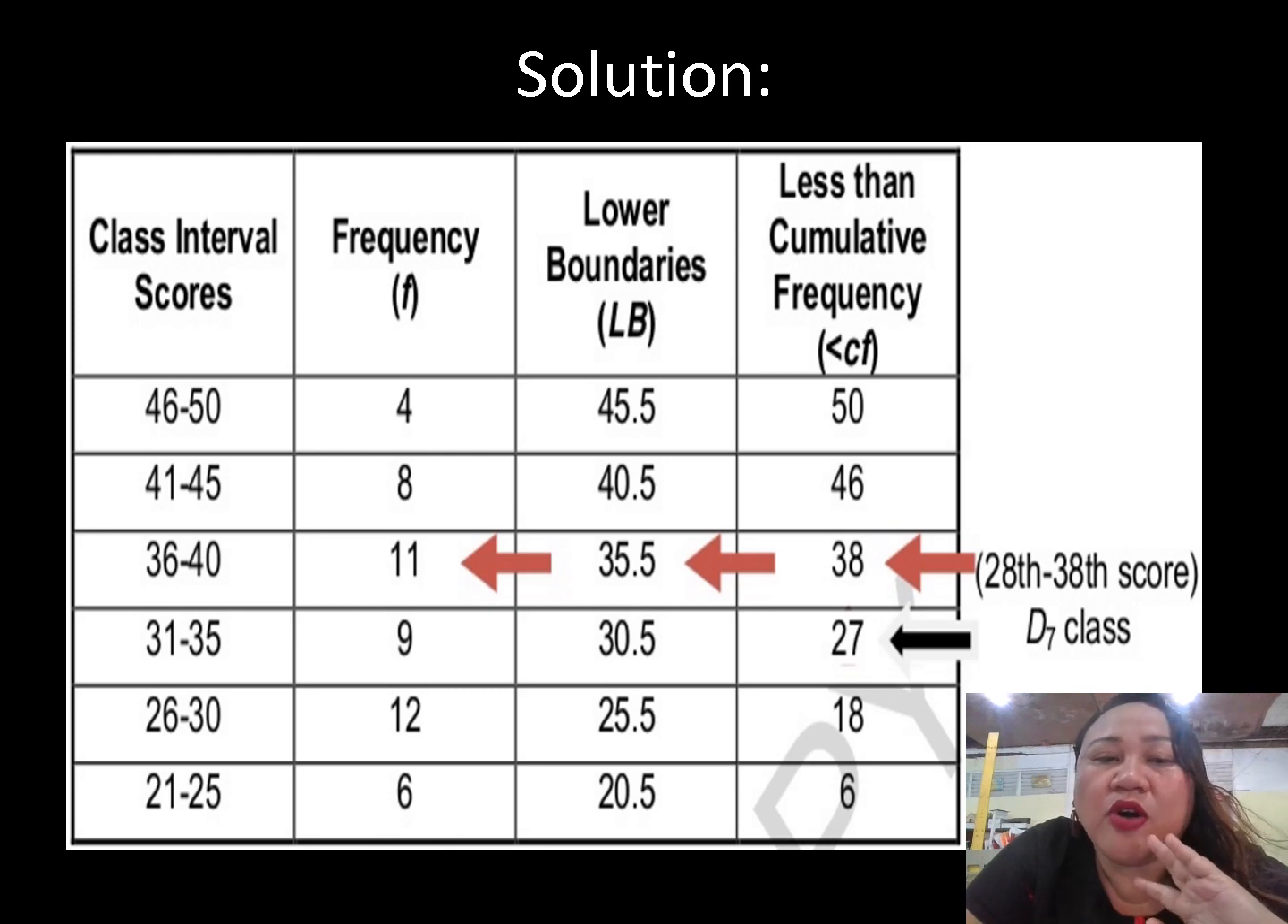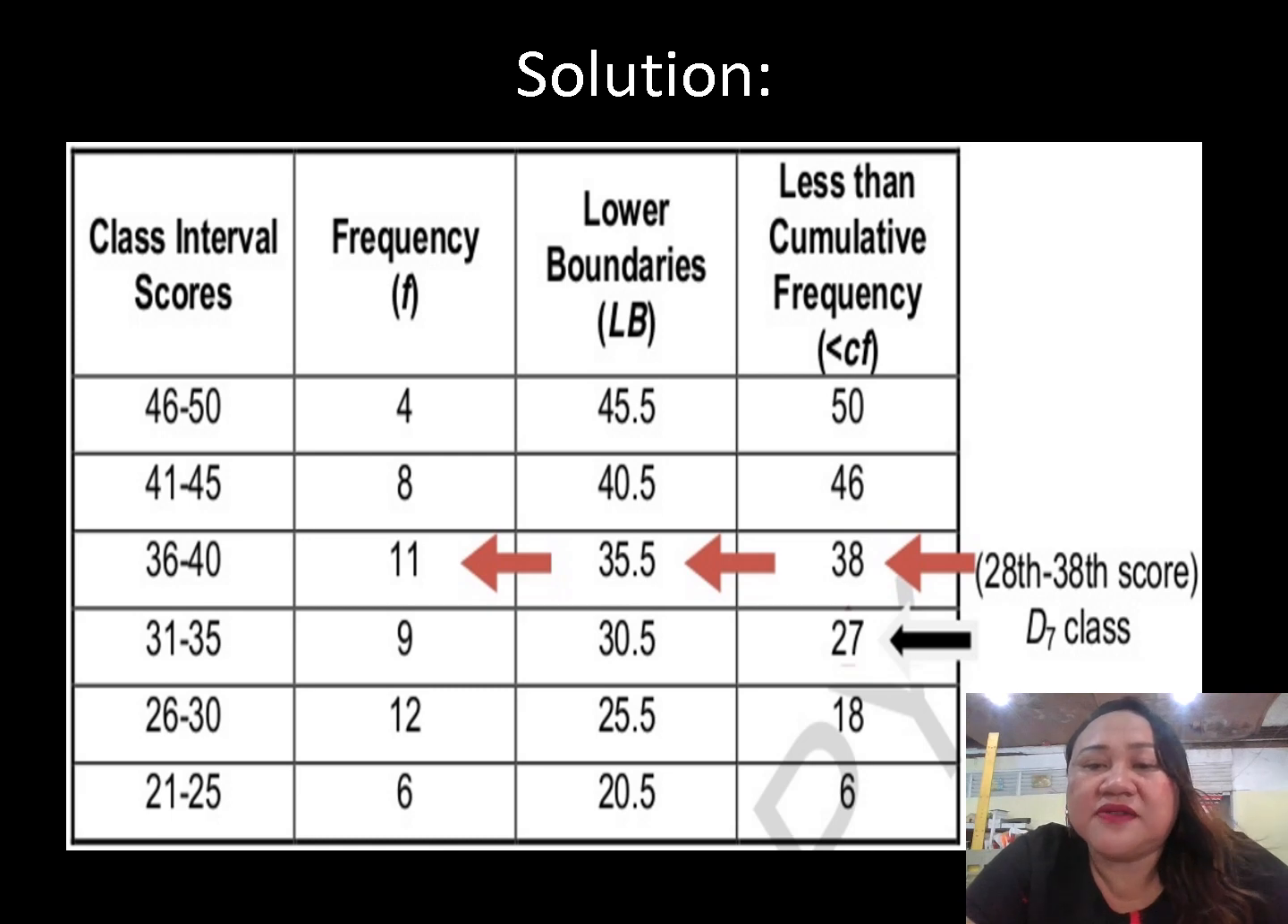Okay, so for the lower boundaries, just subtract 0.5 from the score. So the lower boundary for 46 is 45.5, while the lower boundary for 41 is 40.5. For 36, it's 35.5. For 31, it's 30.5. For 26, it's 25.5. And for 21, it's 20.5.